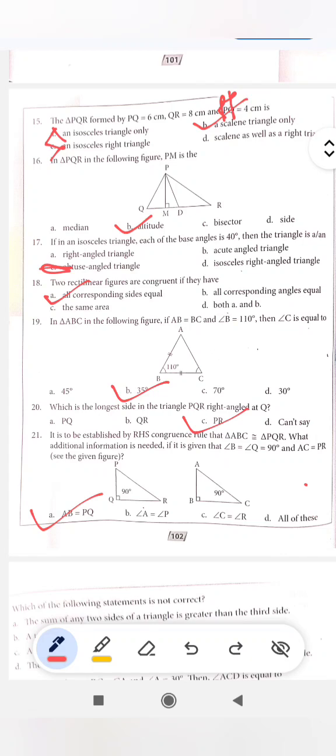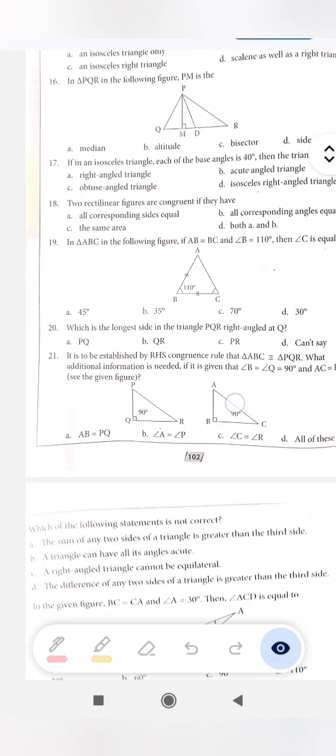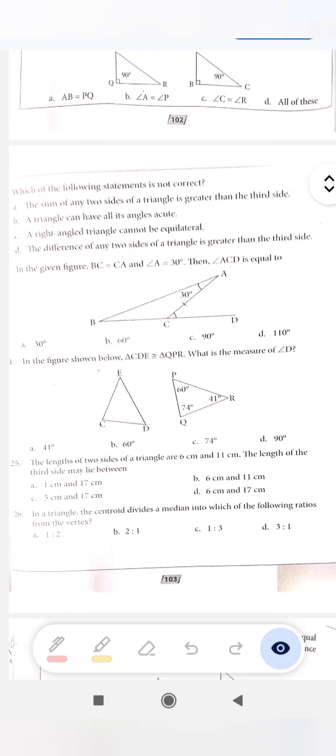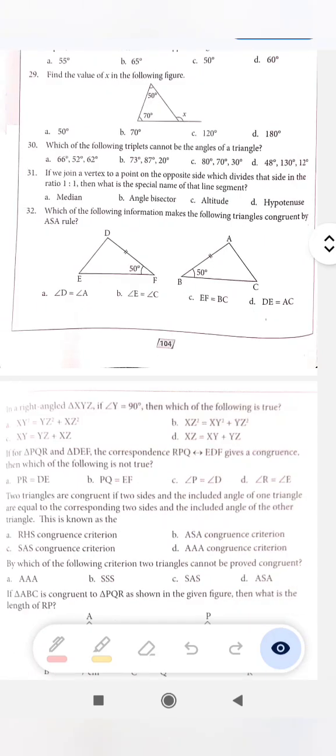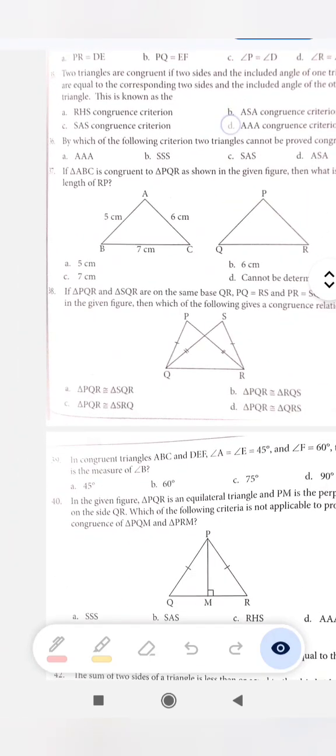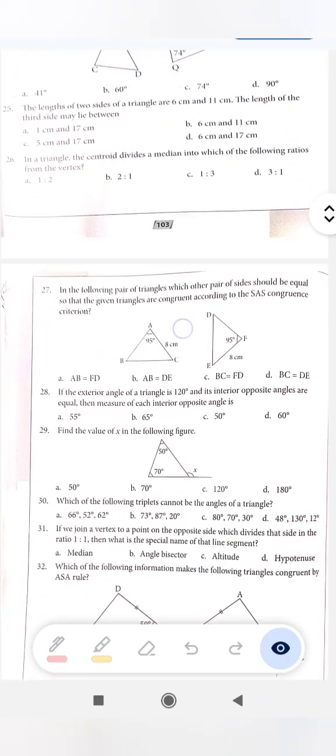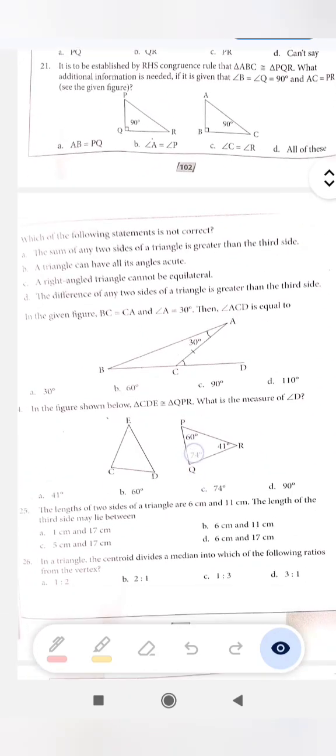Done. So we have finished all this. No, these are only question number 21. Now, come to the next question. We have not finished yet the multiple choice questions. So many questions are there. Yes, this chapter has lots of questions. Multiple choice questions are also a lot. Okay, now come to the next part.